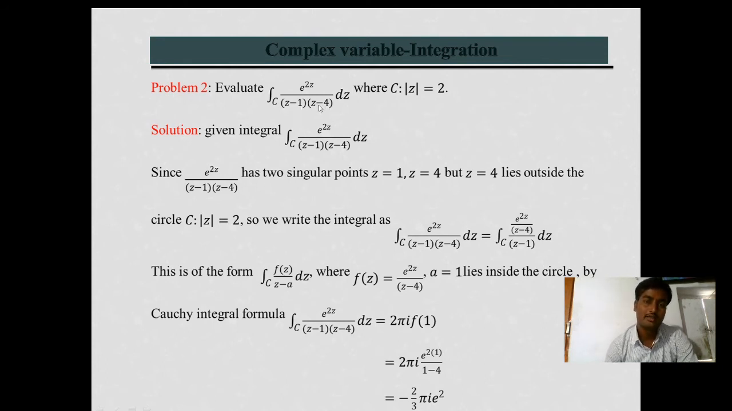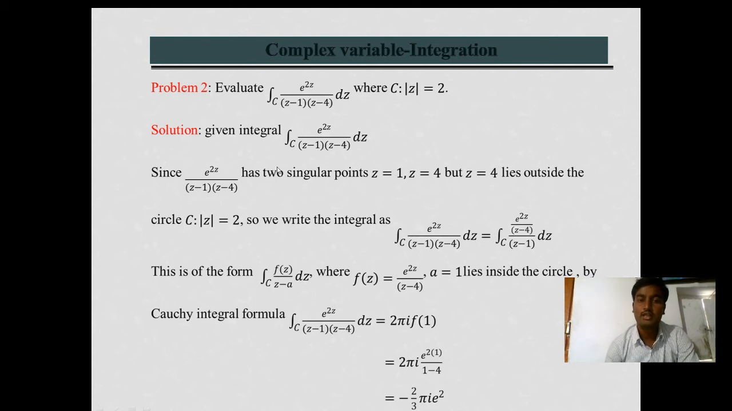Now we need to check which point lies outside and which point lies inside. Right? So if we substitute 1, modulus of 1 is less than 2, that means it lies inside the circle. The singular point z equal to 1 lies inside the circle. And if you substitute z equal to 4, modulus of 4 is 4, which is greater than 2, so that means the point lies outside the region. So we have two singular points, of which one lies inside and one lies outside.